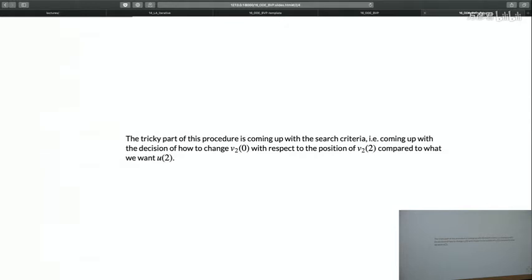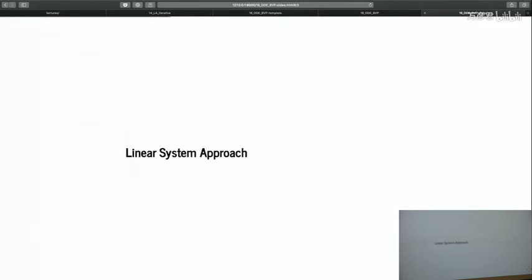So basically, you can use all your machinery from initial value problems, but you need to do a search algorithm as well. So that's an iterative scheme that you need to add to this. Any questions about that? All right.